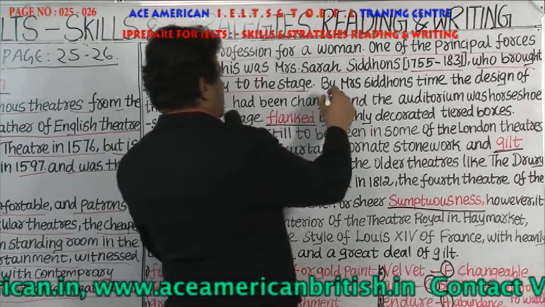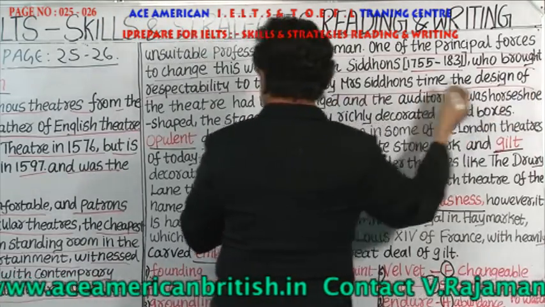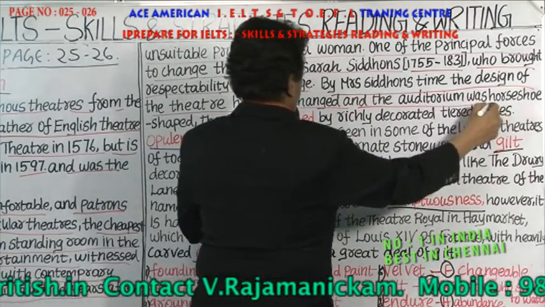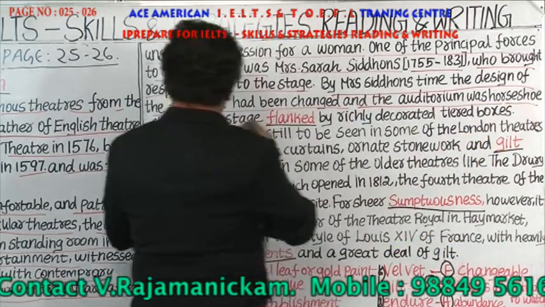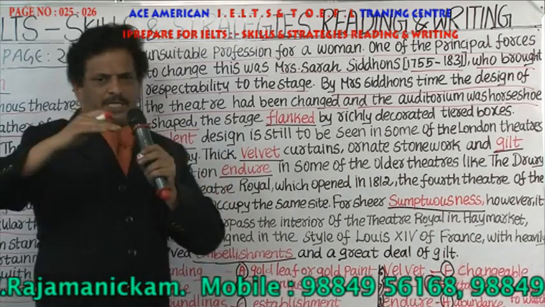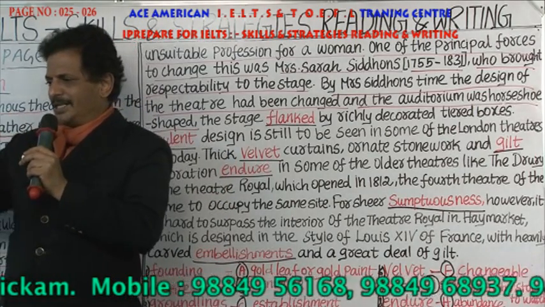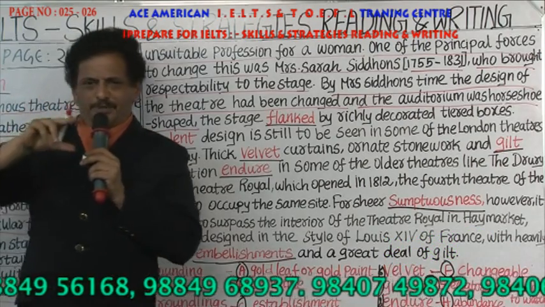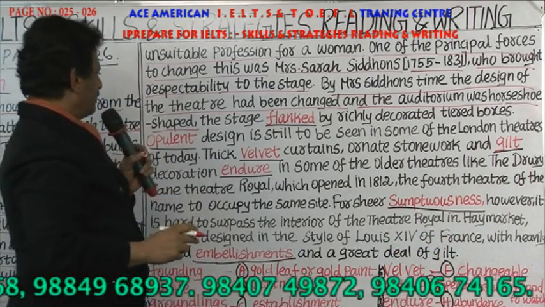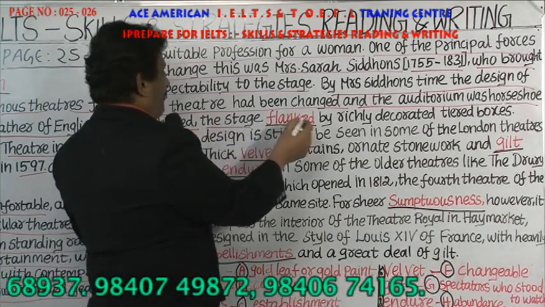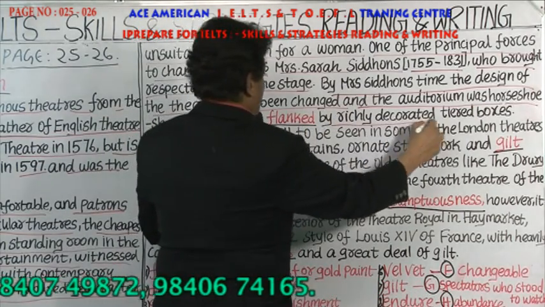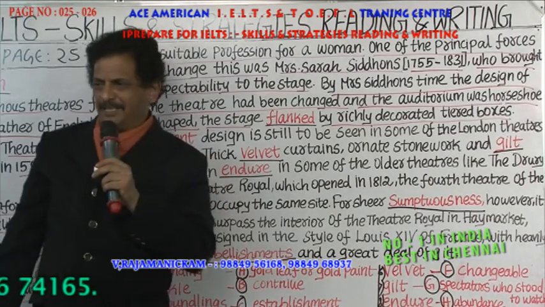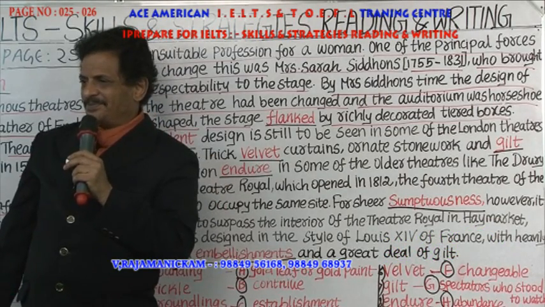By Mrs. Siddons' time, the design of the theatre had changed, and the auditorium was horseshoe shaped. What do you mean by horseshoe shaped? Have you seen the horseshoe design? It is something like a U shape or oval shape. The stage flanked by richly decorated tiered boxes. What do you mean by flanked? Anybody? Flanked.